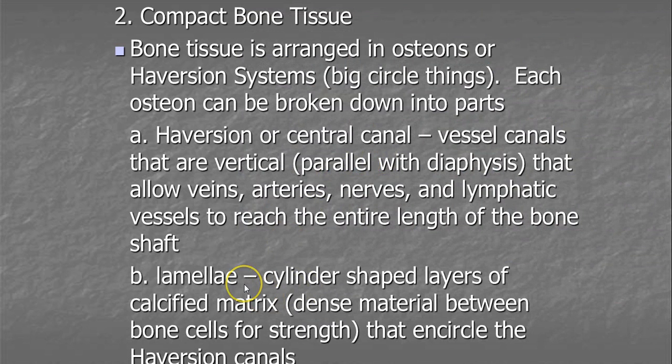Lamellae. Lamellae are essentially rings. If you looked at a dartboard, it has rings as you go away from the bullseye in the middle. Each of those rings, largely composed of that calcium phosphate material or the calcified bone matrix, is called a lamella. They're cylindrical in shape, very dense, and they encircle the Haversian canals.